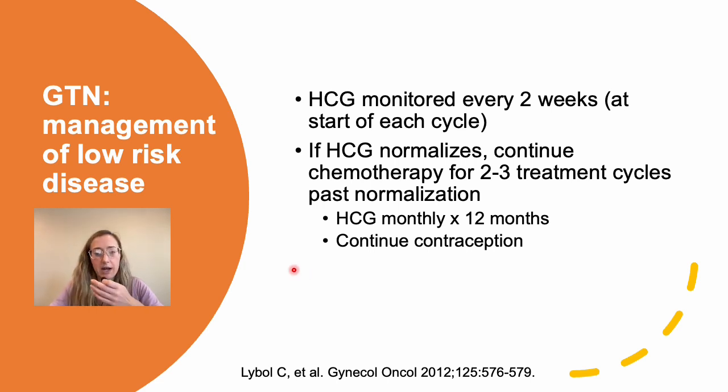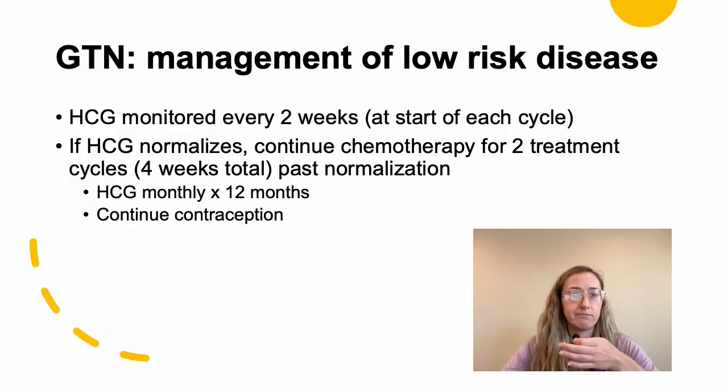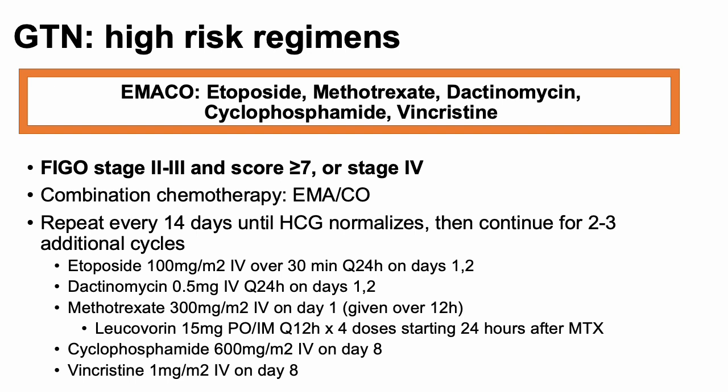So just keep that in mind, but it's a discussion with your patient. NCCN does say 2 or 3. And then you're going to continue betas for 12 months, and you're going to stress the importance of contraception during that time. Same thing. Okay, so let's move on to the high-risk regimen.